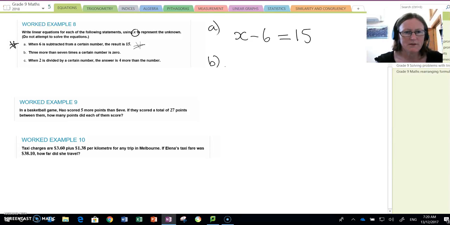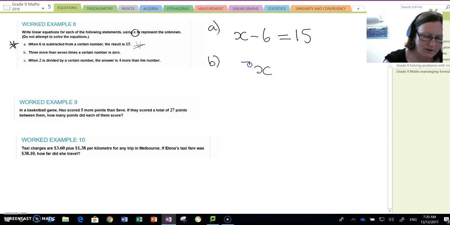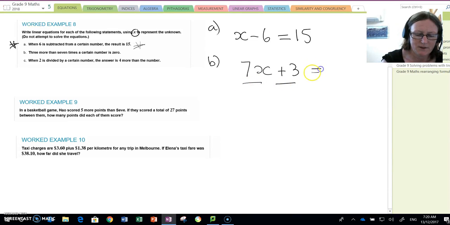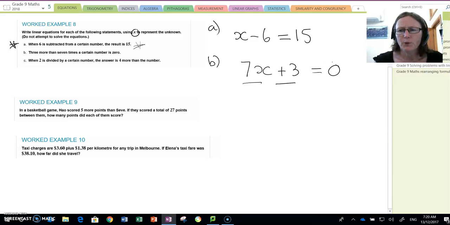3 more than 7 times a certain number is 0. I always start with our certain number. So what do we have to do to that certain number? 3 more than 7 times the certain number. That's 7 times our certain number, x standing for our certain number, but we want 3 more than that. 3 more than 7 times the certain number gives us 0. I always write it and then reread the sentence that we started with to see if it makes sense.